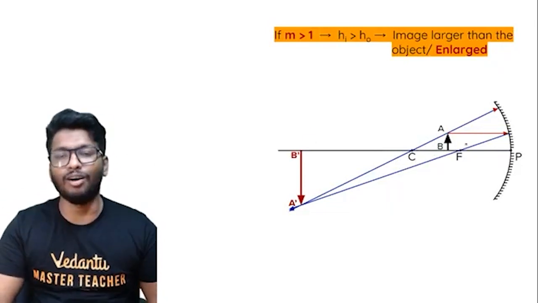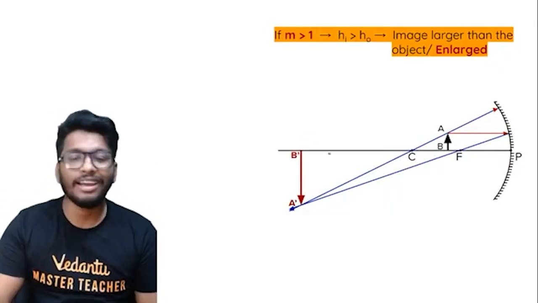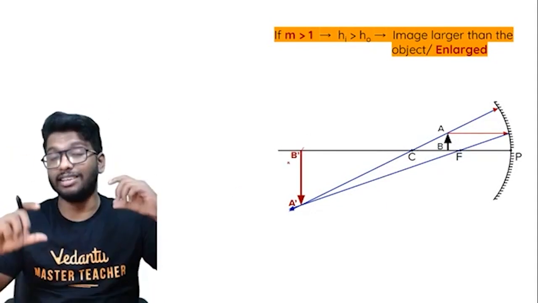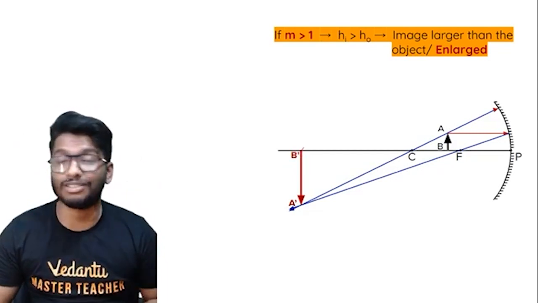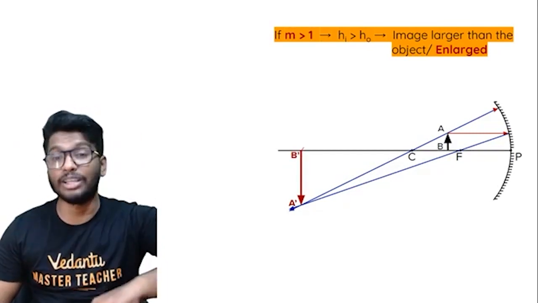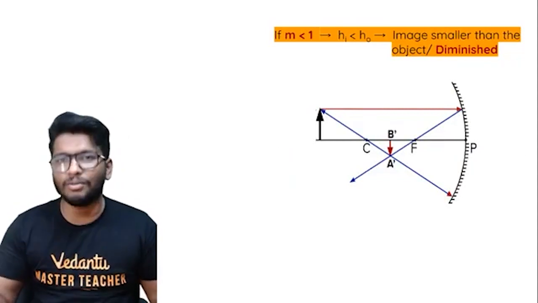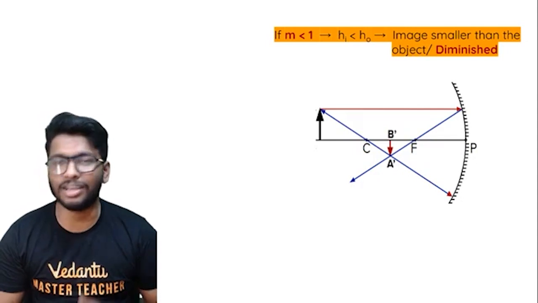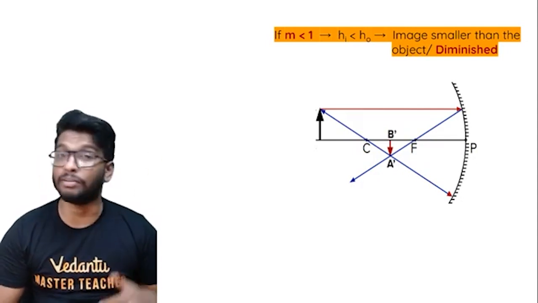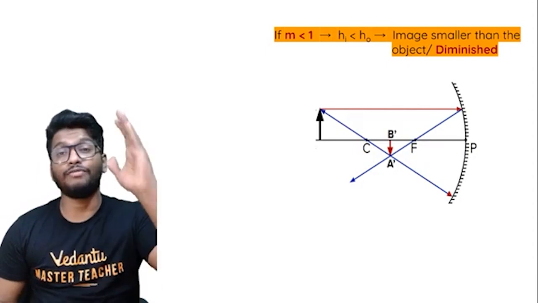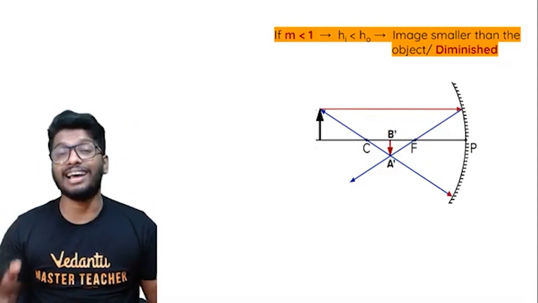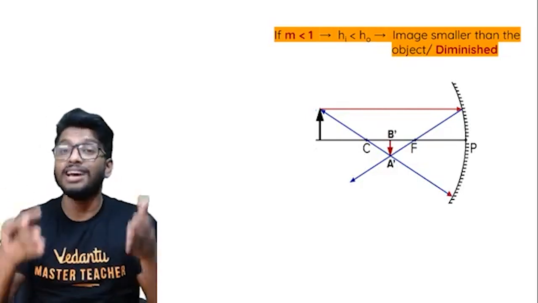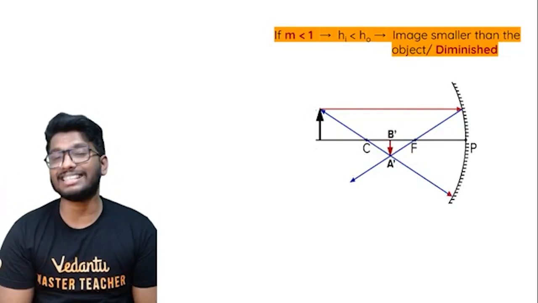Like in the case when the object is placed between the center of curvature and the focus, you get a magnified image. Here you can see that the size of the object is way smaller than the size of the image. That is when M is greater than 1. And when M is less than 1, it's just the opposite. That means the size of the object is far greater than the size of the image. Like when the object is placed between infinity and the center of curvature, the image is formed between the focus and the center of curvature, and the image is going to be diminished. That means the value of M is going to be less than 1.